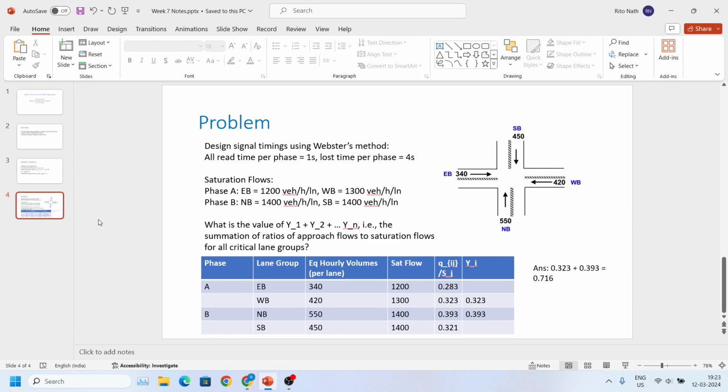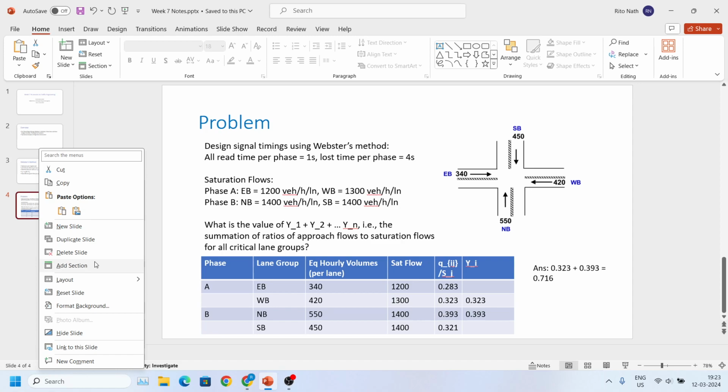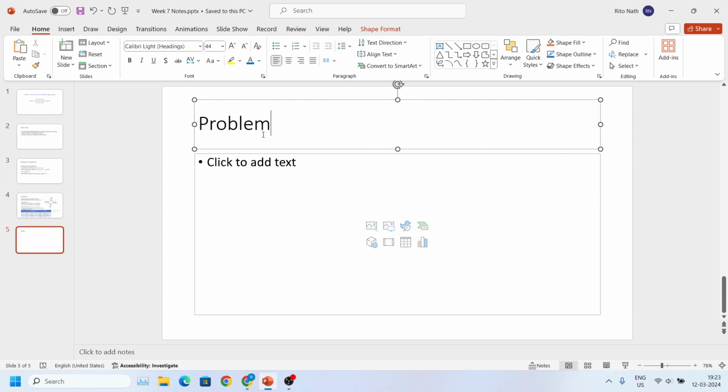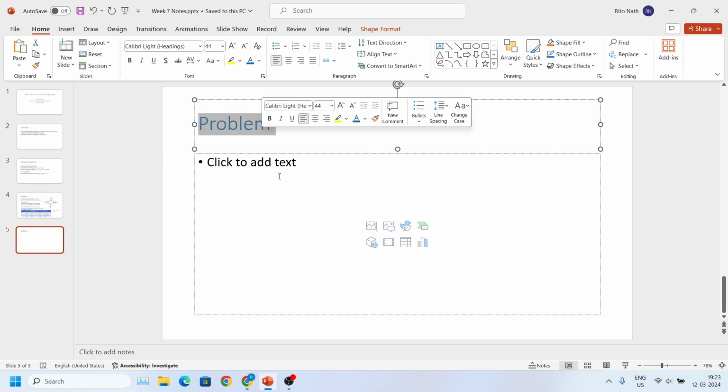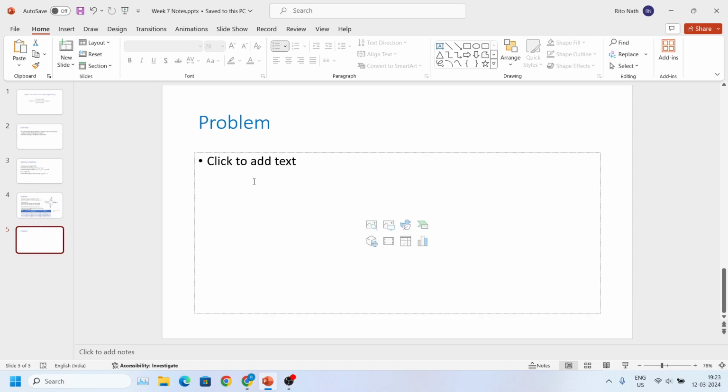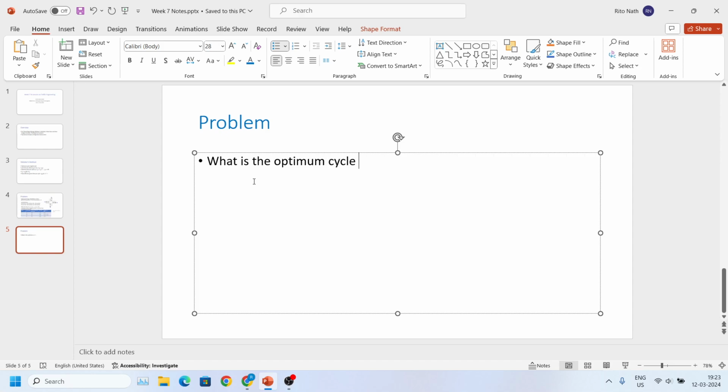Okay, so let me move to the next problem. The data remains the same as the previous slide, not in the assignment. So here I'm asking for the optimal cycle length as per Webster's method. What is the optimum cycle length as per Webster's? Okay, so let's answer it.